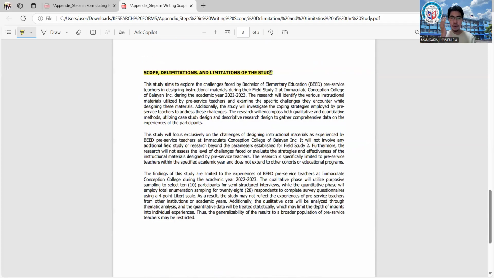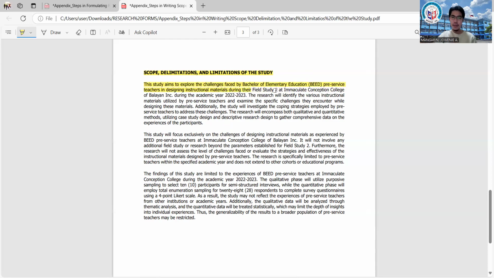Ngayon, I still have another example here ng scope, delimitation, and limitation of the study. I took this example from one of the research paper ng ating mga students in college department. So tingnan natin kung paano nila kinompose yung scope, delimitation, and limitation of their paper. So this study aims to explore the challenges faced by the Bachelor of Elementary Education pre-service teachers in designing instructional materials during their field study. So ito yung general objective ng paper.